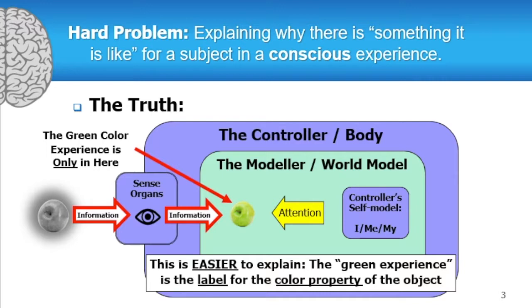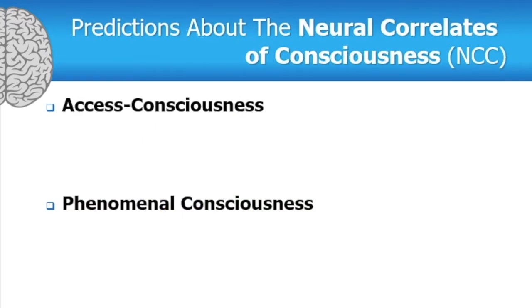I think this model can also provide some valuable predictions about the neurocorrelates of consciousness for these two types of consciousness. The neurocorrelates of consciousness are defined as the minimal set of neuronal events and mechanisms sufficient for a specific conscious percept. Neuroscientists look for the neurocorrelates of consciousness by comparing the activity of the brain when the subject is consciously aware of a perception versus the activity when they are not aware of their perception.